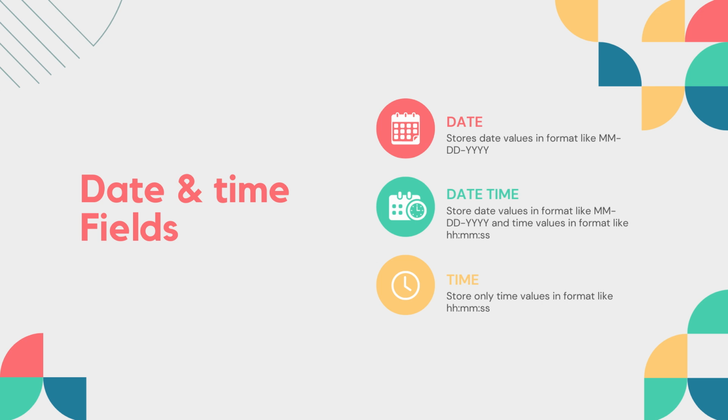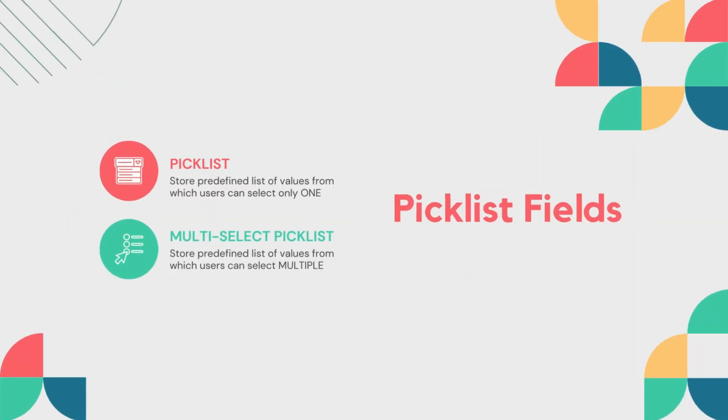HH means hour of the day, MM means the minute of the hour, and SS means second of the minute. Picklist fields. Picklists are special field types that can be either single select or multi-select. Picklist, also known as single select picklist, is used to select and store a single value from a predefined list of values. Multi-select picklist allows us to select and store multiple values from a predefined list of values.